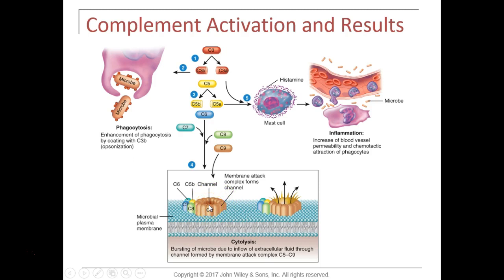This is called the MAC attack. The membrane attack complex forms a channel in the phospholipid bilayer of the cell, in this case, let's say a bacteria, which basically causes the cell to lyse open. So all of these activated complement proteins can induce phagocytosis, induce inflammation, and induce cytolysis of the cell through what's called the MAC attack, or the membrane attack complex. So it causes the cell to lyse open when we poke holes in it. So that's one way we can get rid of the pathogens out of the body, through the complement activation system.